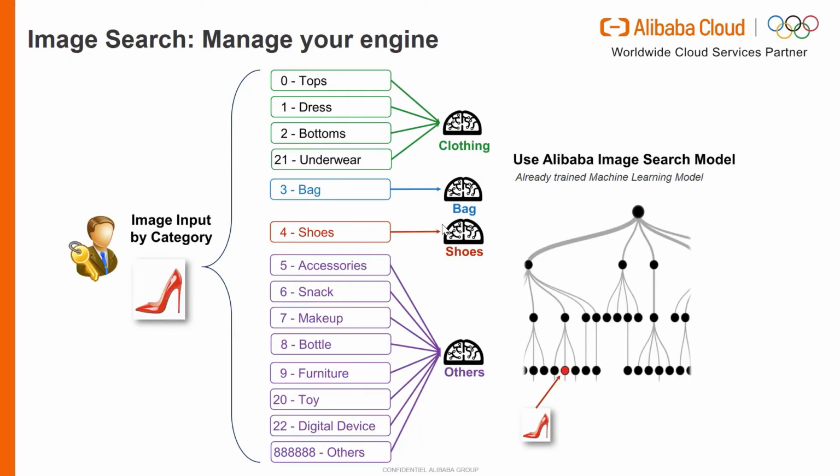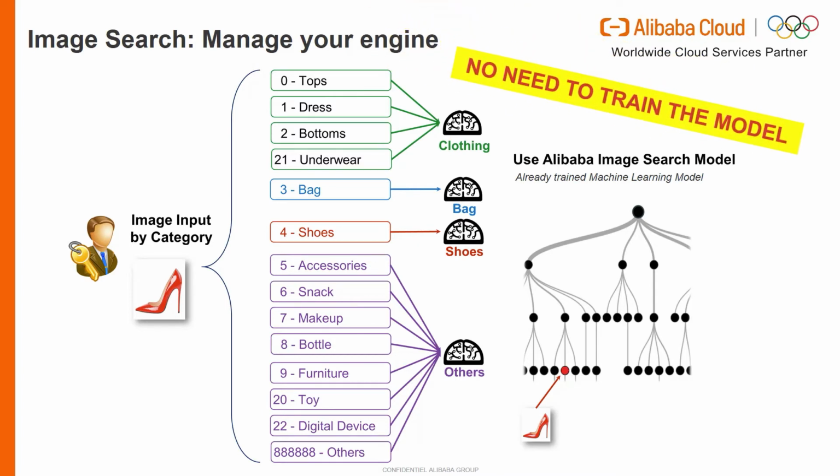Let's come back to the daily life of the administrator of image search. The first thing to understand is that you don't need to train the model. Image search product is a SaaS solution, which means the model has already been trained by Alibaba and delivered inside of the product. You can consider the model as a tree, and you can add more leaves, which means the product or product images into the model, but you cannot change the model structure.